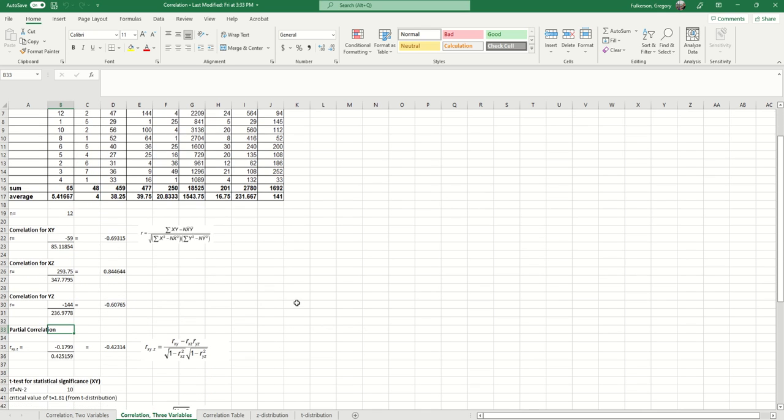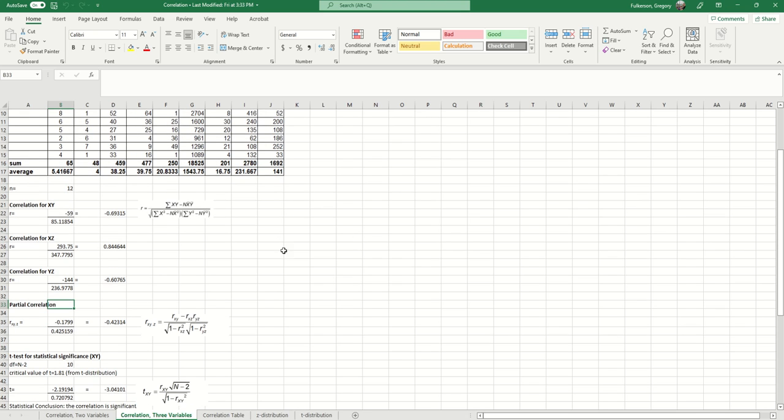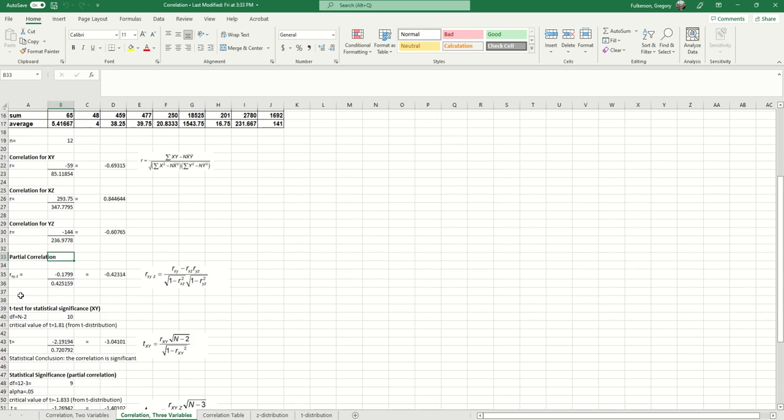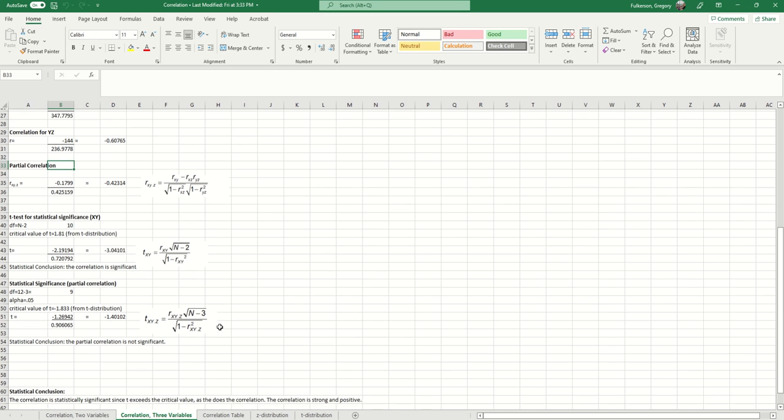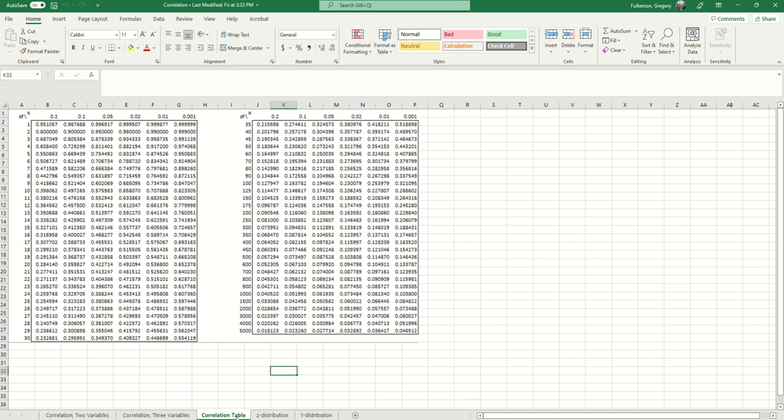For three variables, we go a little further, adding a couple of additional pieces of information, such as showing how to find a partial correlation and how to conduct a t-test of statistical significance for a correlation or a partial correlation. And then we have some relevant resources here.